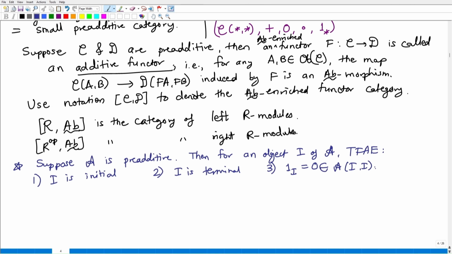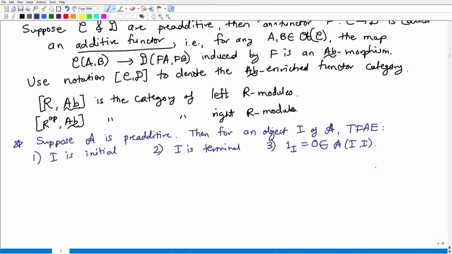Do you understand zero morphism? Zero morphism means it is the zero of the abelian group structure that we have. Okay, so then for any object we have this. How do we write a proof? I will only prove 1 and 3 are equivalent. I won't prove 2 because 2 is dual of 1.